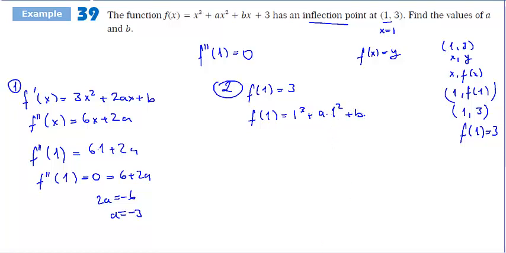Sorry, I forgot to write here, a was equal to minus 3, we found minus 3 times 1 squared, plus b times 1, plus 3 it was, and f(1), we know that it's equal to 3, is equal to 1 minus 3 plus b plus 3. Here 3 and 3 we simplified, and b is going to be equal to 2.